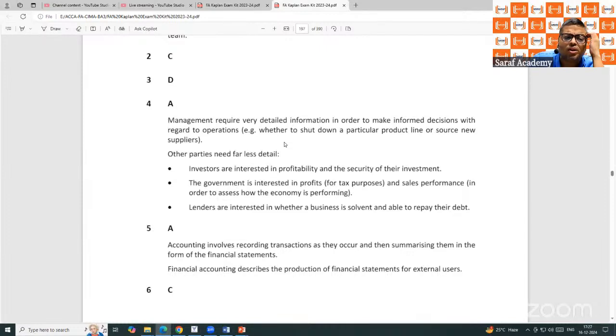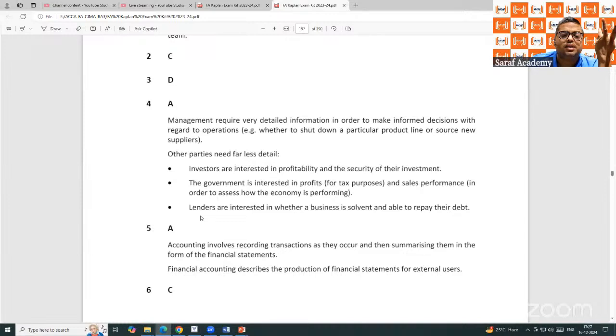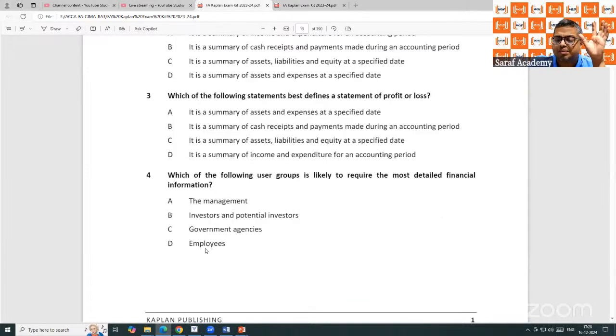Lenders, but the last option says employees, and here they are giving the explanation for lenders. Lenders are interested in whether a business is solvent and able to repay their debt. I will say that employees are concerned whether they will be getting their salary and all that. They don't require detail. But management has to think about everything. They require very detailed information to take their decisions.